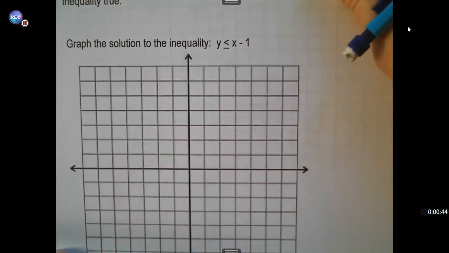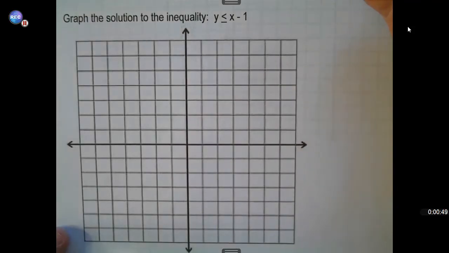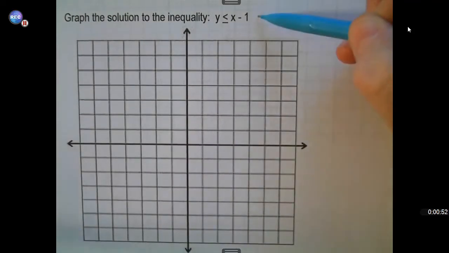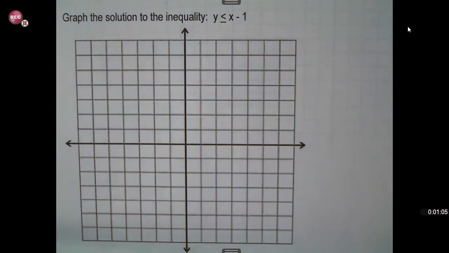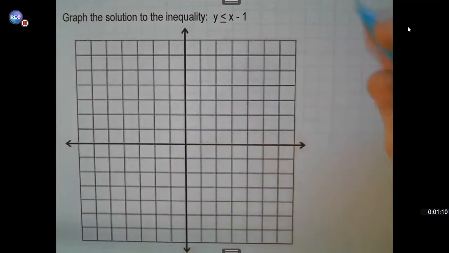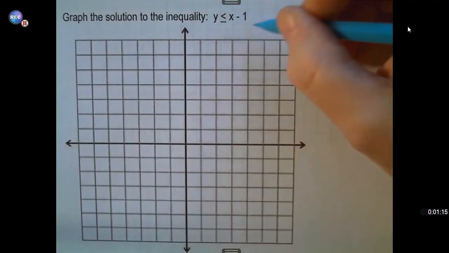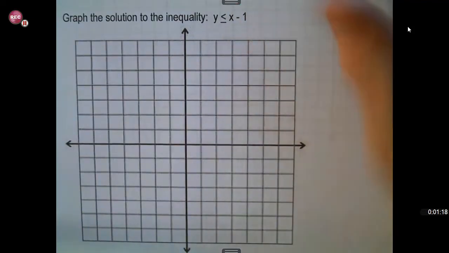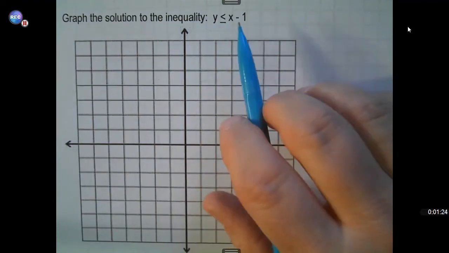Okay. So we start off with just this linear equation, and this is the equation of a line, and this line is going to divide this coordinate system into three parts: the part that is above the line, the part that is the line, and the part that is below the line. And we want it to show the parts that make this inequality true. So the first thing we do is we forget about the fact that it's an inequality, and we graph this just like we would graph any linear equation.